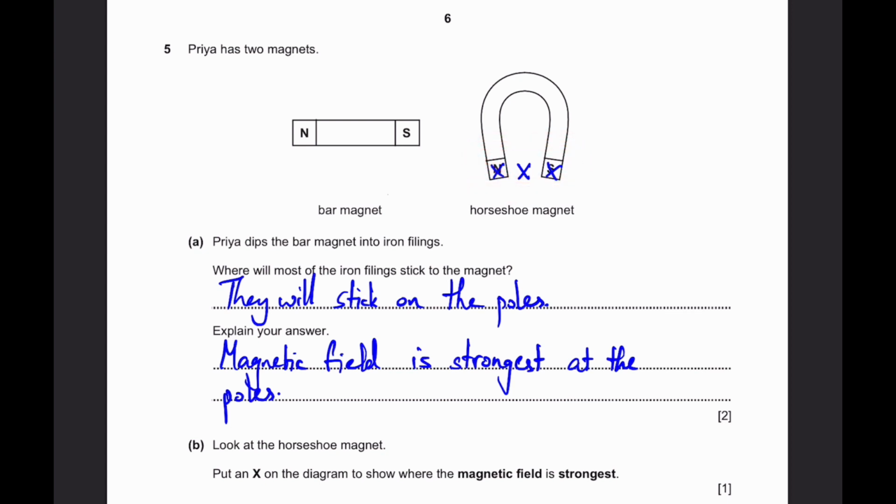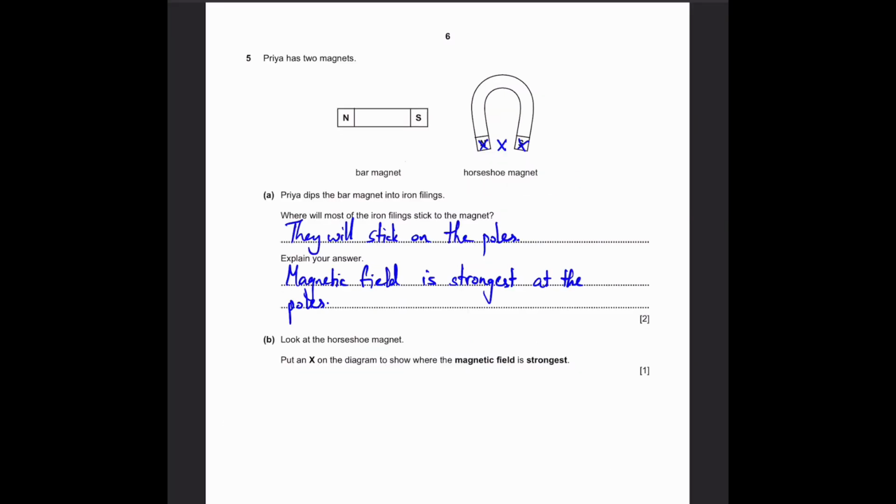Put an X on the diagram to show where the magnetic field is strongest. The X can actually be placed anywhere in this area over here, on the poles or in between the poles, like the part which I've done here. Any one of these answers is still correct, somewhere in between or somewhere on the poles. That's the answer. Part C.